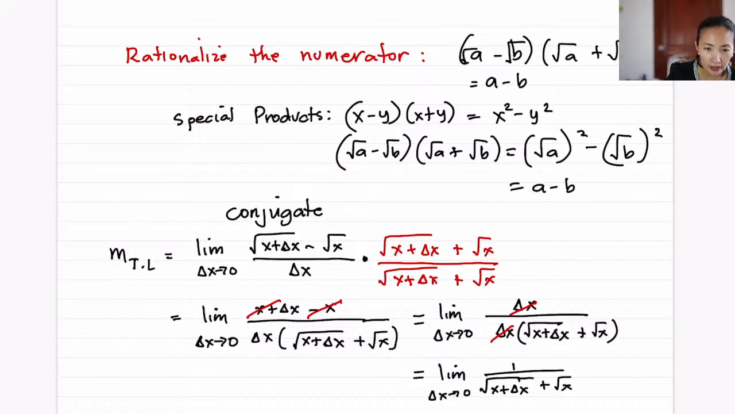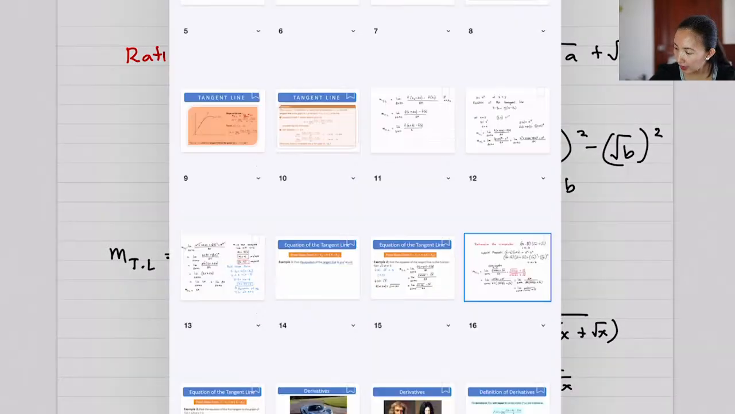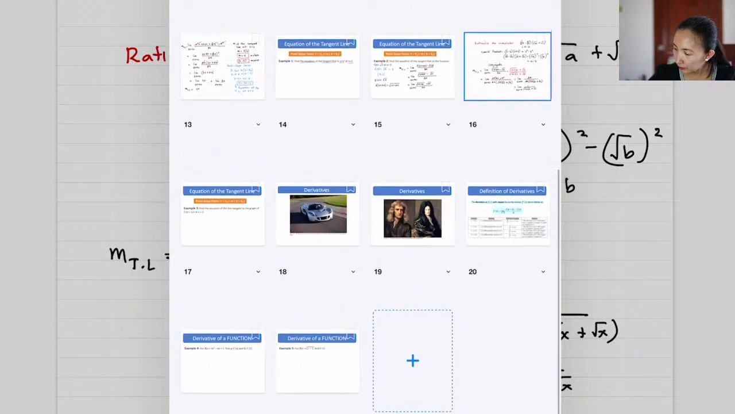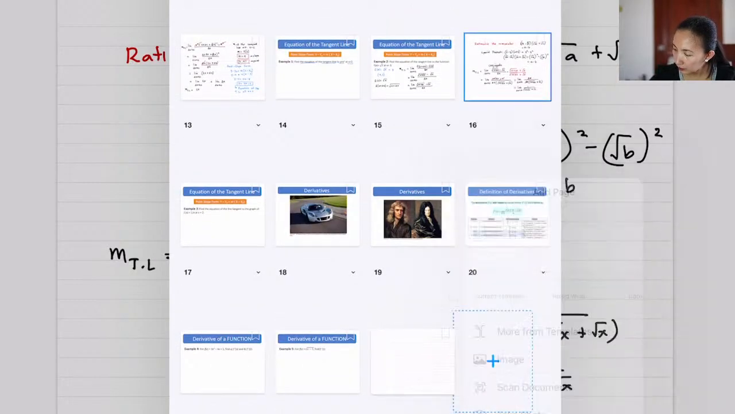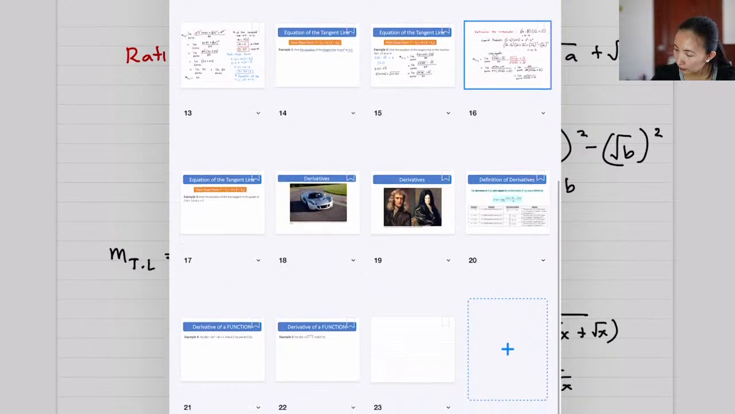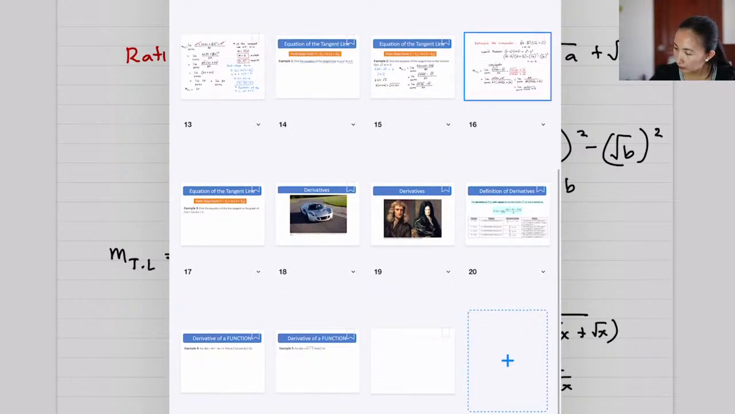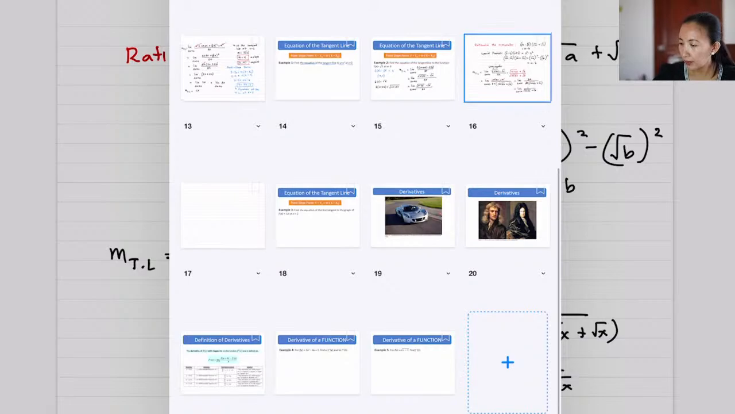I hope you can still read that. We have to add another page because it can't fit anymore. Okay, let's continue. Limit of 1 over the square root of x plus delta x plus the square root of x as delta x approaches 0. This is the slope of the tangent line.